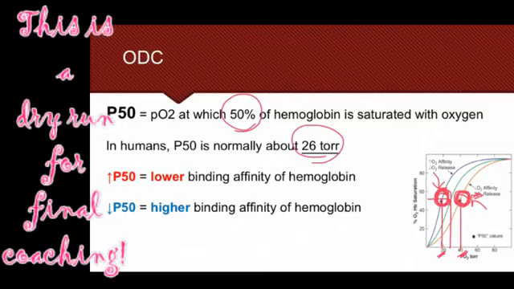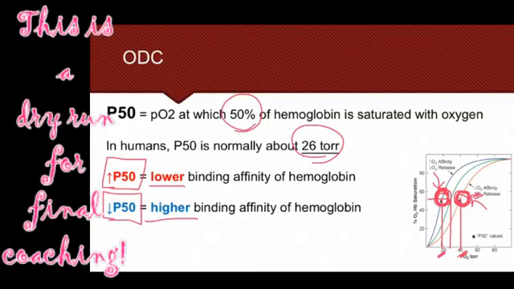Okay? So, that means, again, higher P50 value will mean lower binding affinity. Kasi ang hirap-hirap punuin ng ating hemoglobin ng oxygen pag mas mataas yung P50 value. And kapag mababa ang P50 value, that means a higher binding affinity, walang kahirap-hirap mapuno ang hemoglobin ng oxygen kasi ang taas ng affinity mo sa oxygen. Okay? So, I hope that's clear.